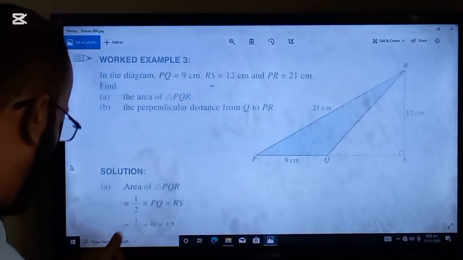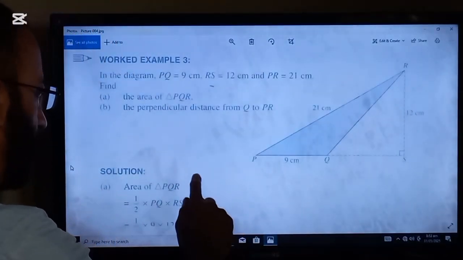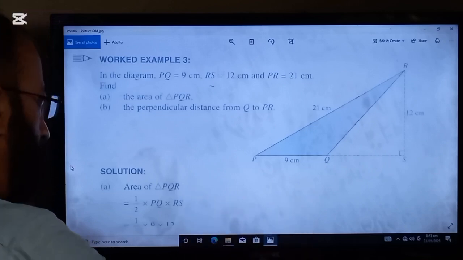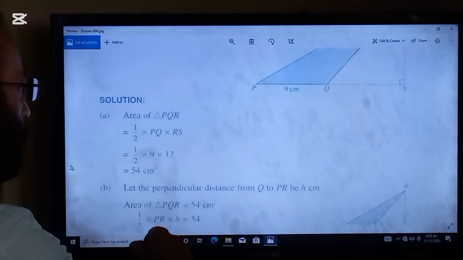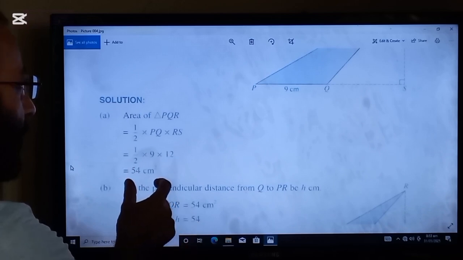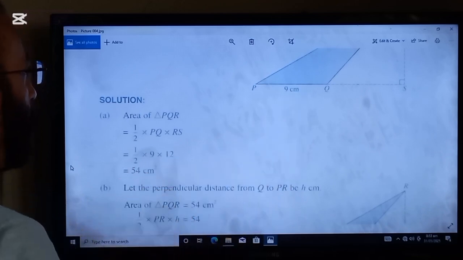So for the triangle, you will put the formula first, that is 1 by 2 into base into height. Base is 9, height is 12. So 1 by 2 into 9 into 12, solve it on the calculator, you will get the answer. Unit will be centimeter square.